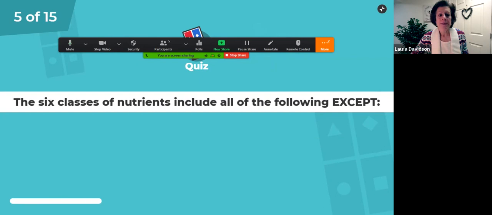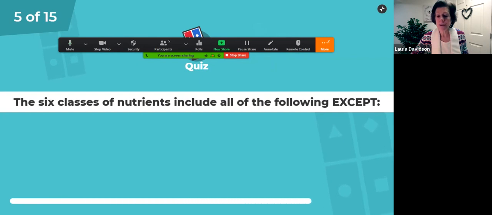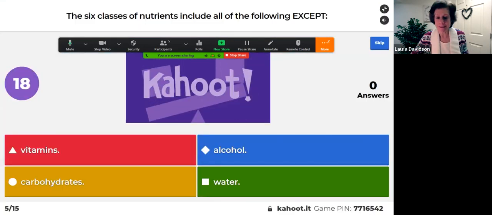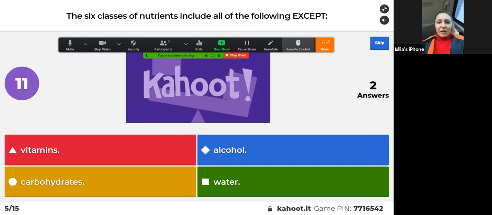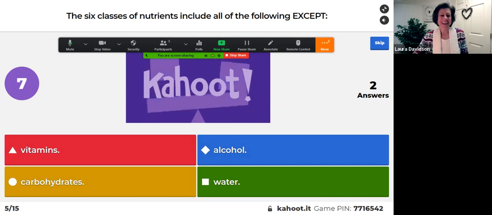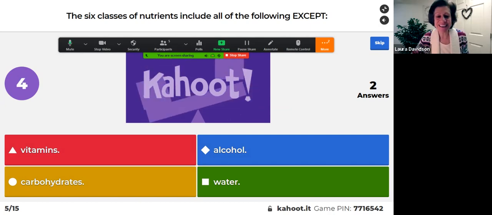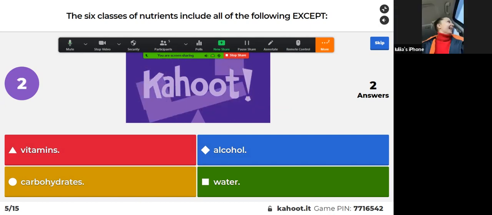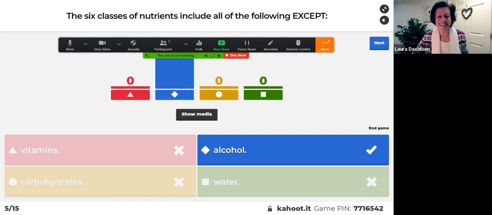All right, so the 6 classes of nutrients include all but which is not a class of nutrients. I just will answer because it doesn't work on my phone. It's alcohol. Okay, so next time wait till everyone guesses. Yeah, sometimes the internet connection is a problem, and it is alcohol. So alcohol is something we may drink, but it's not a nutrient group, all right?